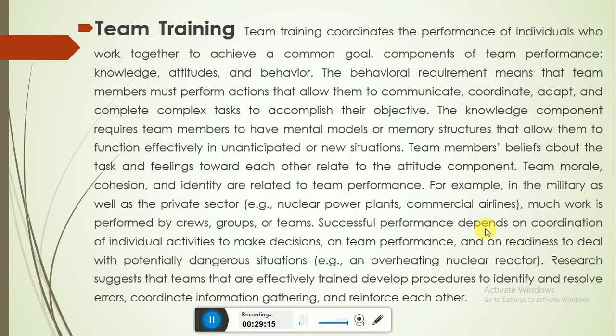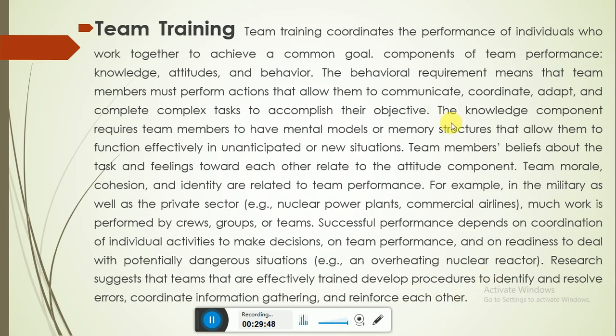So this is an example. Let's say in the military as well as the private sector, nuclear power plants, commercial airlines, much work is performed by the crew, group, or team. Successful performance depends on coordination of individual activity to make decisions, on team performance, and on readiness to deal with a potentially dangerous situation. Example: an overheating nuclear reactor. Research suggests that teams that are effectively trained develop procedures to identify and resolve errors, coordinate information gathering, and reinforce each other.